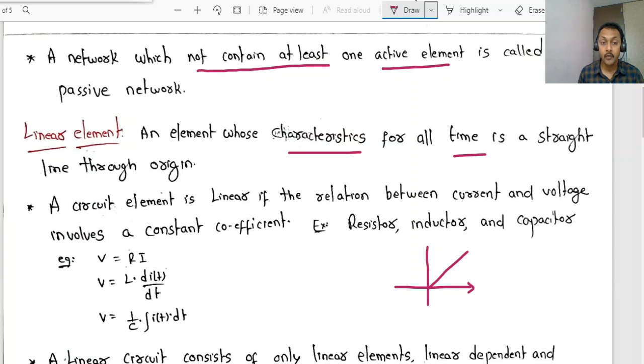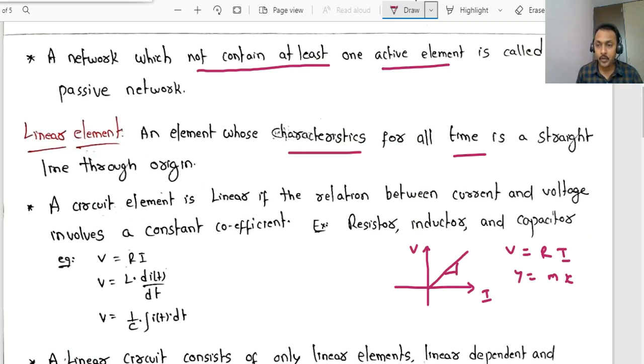If you observe, V is directly proportional to I. If you remove the constant of proportionality, this is in the form of V equal to RI, right? So this is in the form of Y equal to Mx, a line passing through the origin with slope M. On the x-axis you can take current, and on the y-axis you can take the voltage, and the slope of this line indicates the resistance, which is a constant value, right?